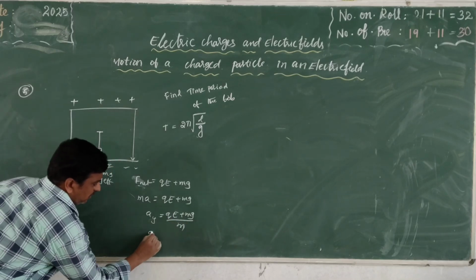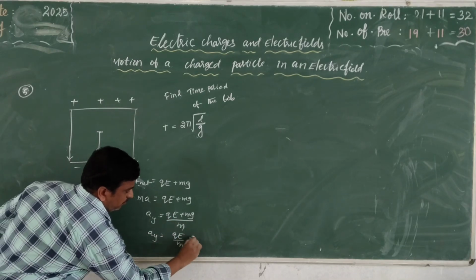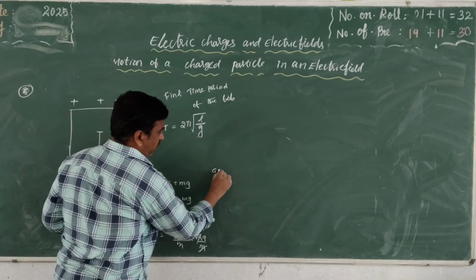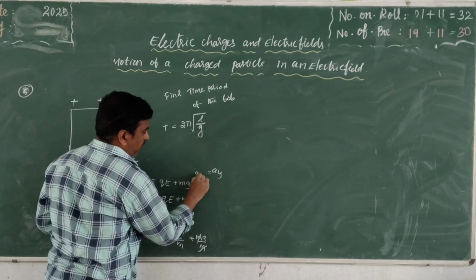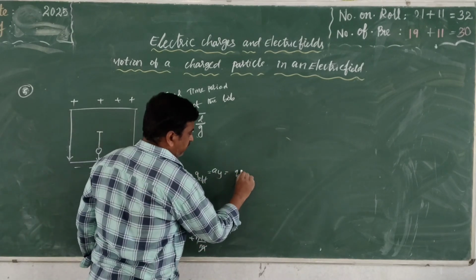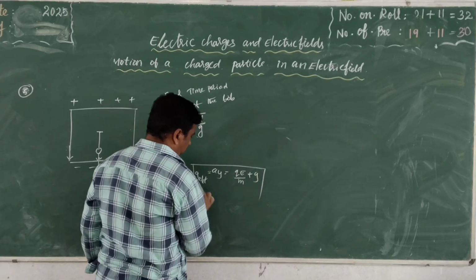So the acceleration along the y axis is qE by m plus mg by m, where m cancels. What is the a value? The effective acceleration is equal to qE by m plus g. This is the effective acceleration.